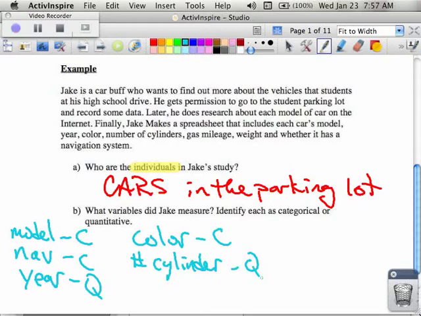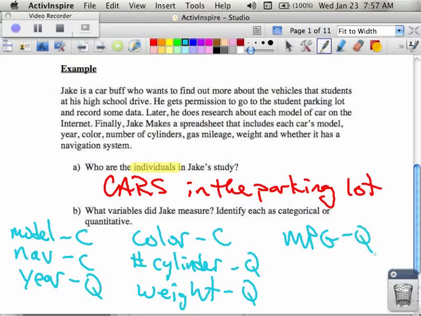Sam? Wouldn't year be categorical because you don't find like the average? Anytime that they use a number, they consider it to be quantitative. Okay. Weight. Oh, and then MPG, miles per gallon. Quantitative. Did we miss anything? Nope. Seven things. Okay, sounds good.